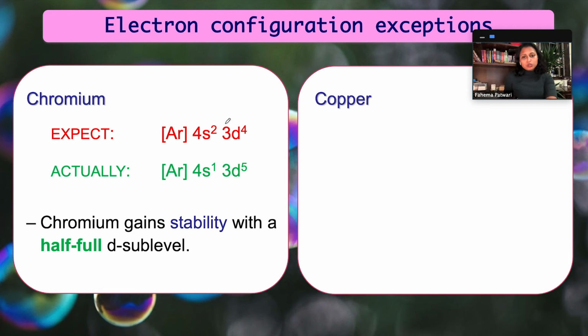So what does it do? This D sublevel, instead of just being happy with 4, will take one of these from S, and it'll end up with 5, and 4s will be left with 1.